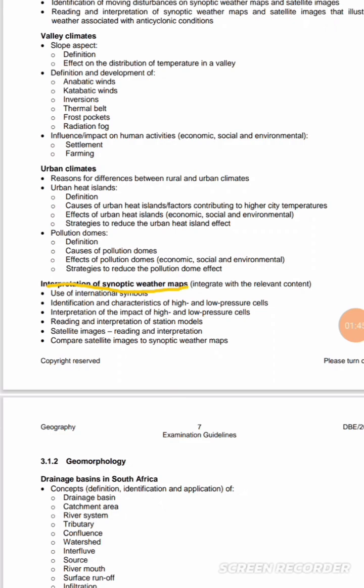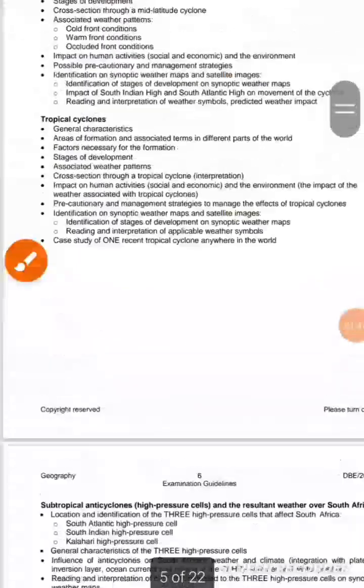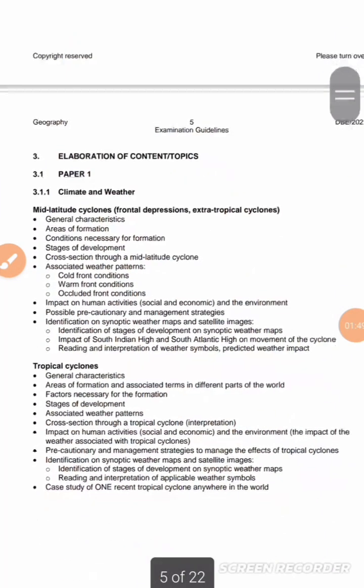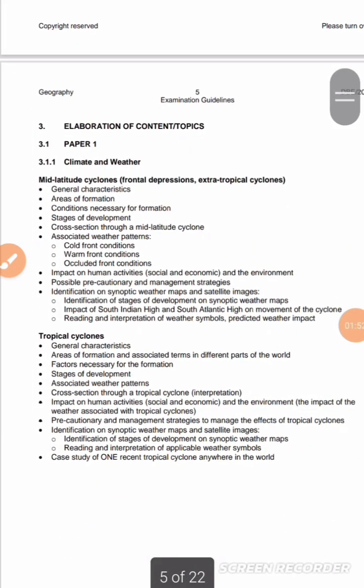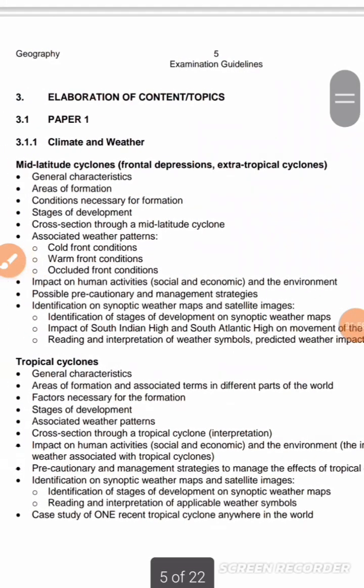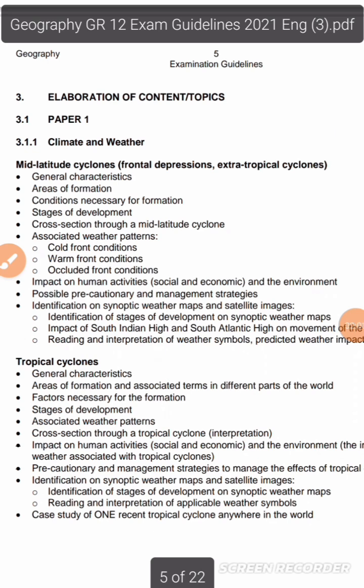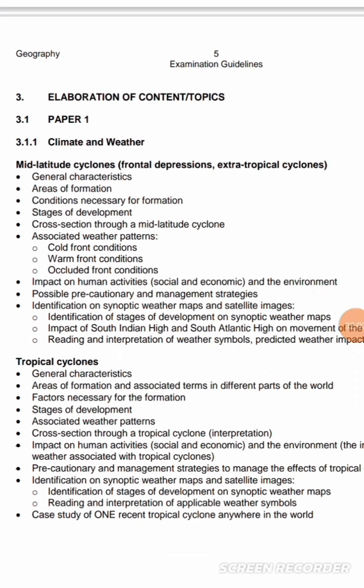But today we are going to be doing the mid-latitude cyclone, which can be called frontal depression, extratropical cyclones. So this exam guideline will show you what concepts you should focus on.